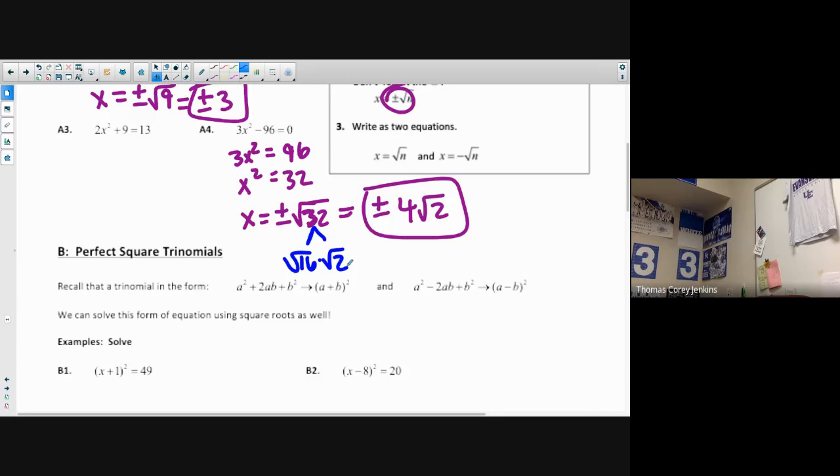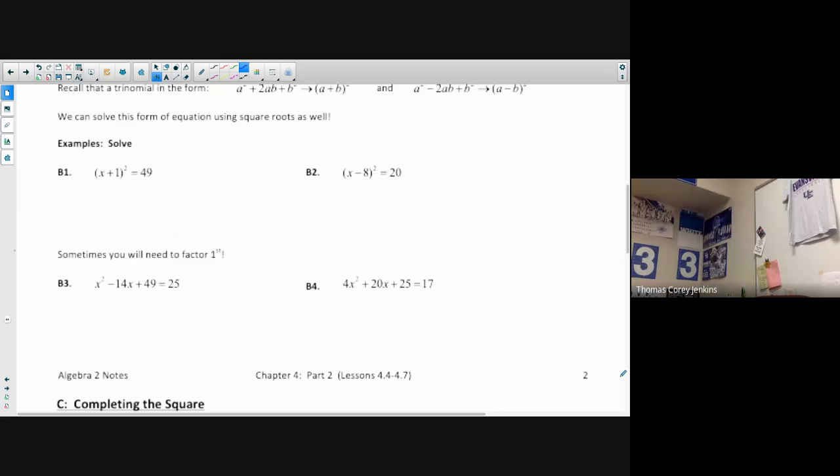All right, so moving on. Looking at these types of problems here. Now we'll get to the meat and potatoes of the lesson, if you will. This is what we want to accomplish when we complete the square. We want to get our equation to look like this. So I'm going to skip B1 and go to B2.